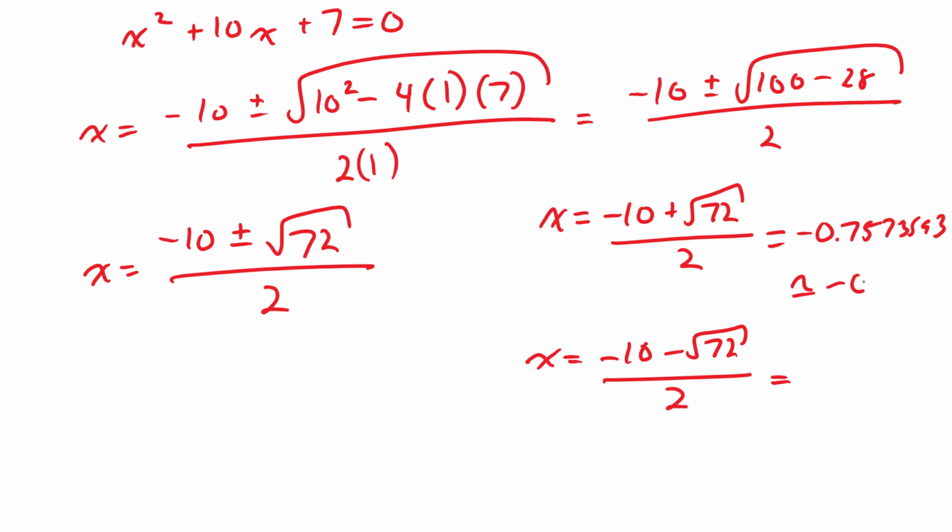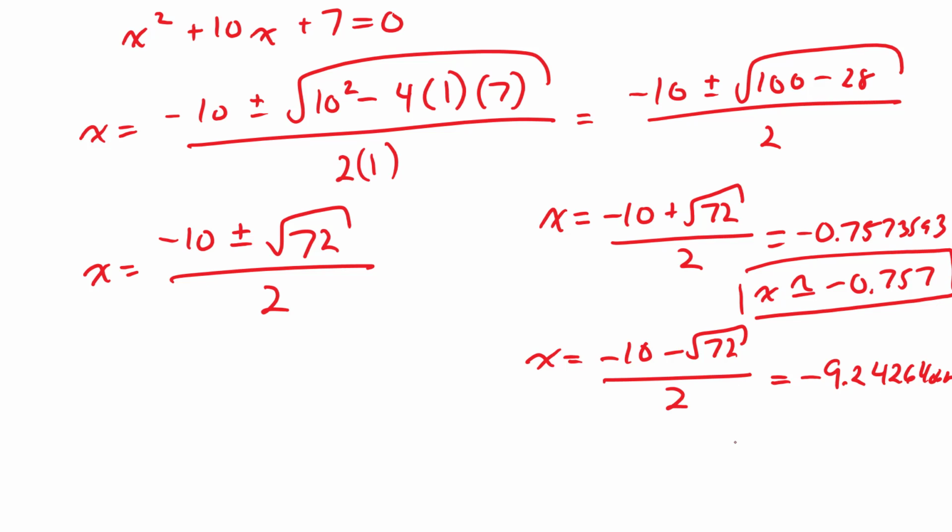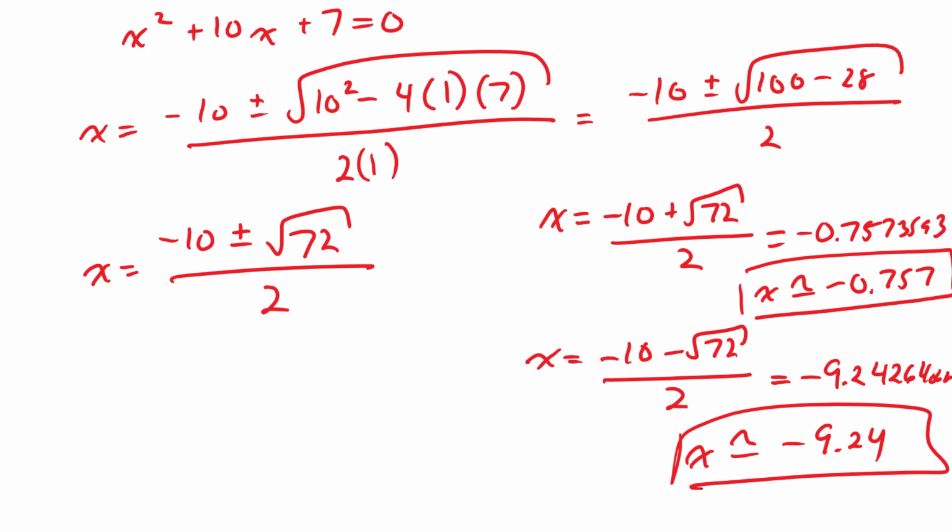Which rounds off to 0.0757. X is approximately equal to that. Down here, negative 9.2. Round that off to 3 significant digits. Negative 9.24. So again, we've solved this quadratic equation and we get 2 correct answers.